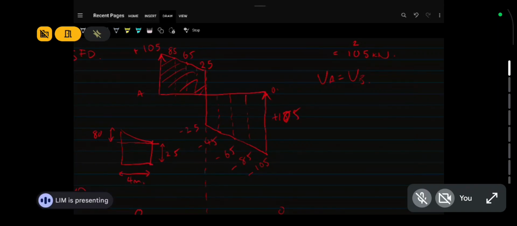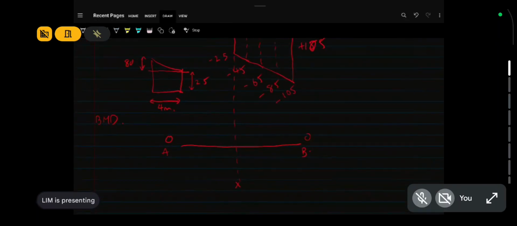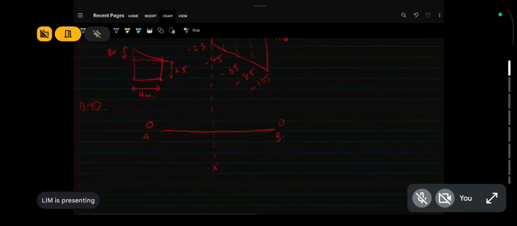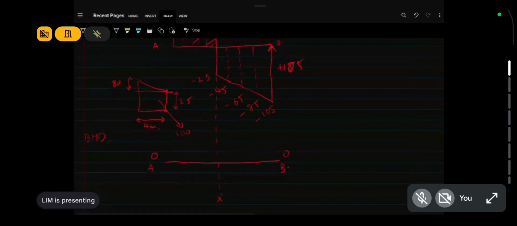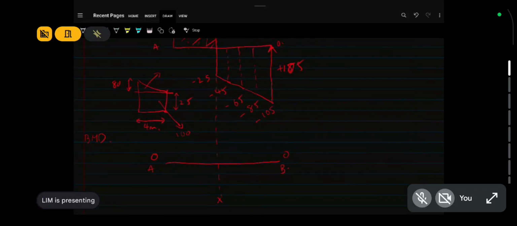It's 25 times 4 plus 80 times 4 divided by 2. You have a triangle and then you have a square. The square how much? 25 times 4, 100. The triangle how much? 80 times 4 divided by 2, 160. So the moment is 160 plus 100, the total area.